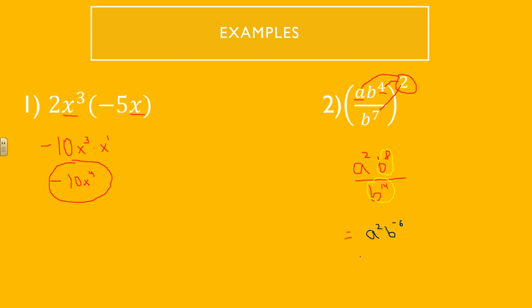Again, don't leave your answer like this because we do have a negative exponent. How do we change that around? Well, we've got to basically flip what I have here. So that would essentially be a to the second over b to the 6th power. This would be your final answer. I can't simplify anything more.